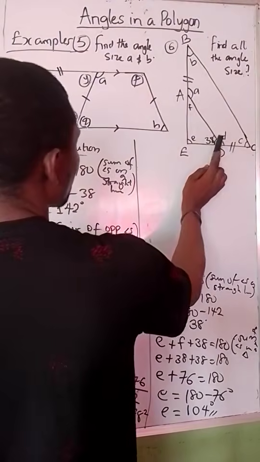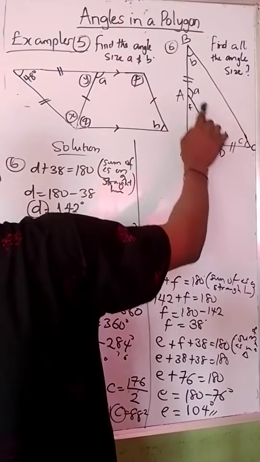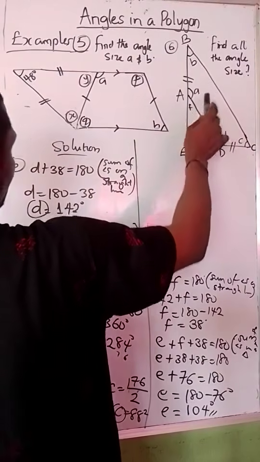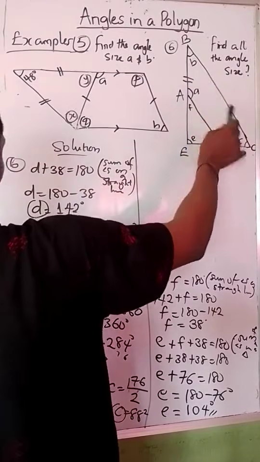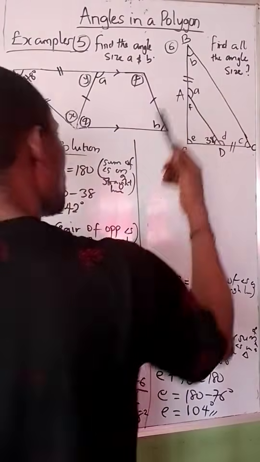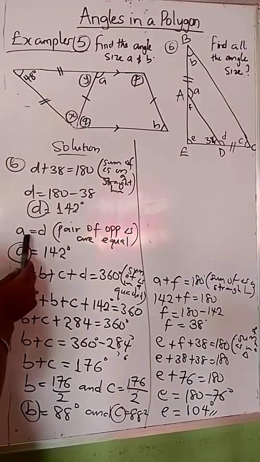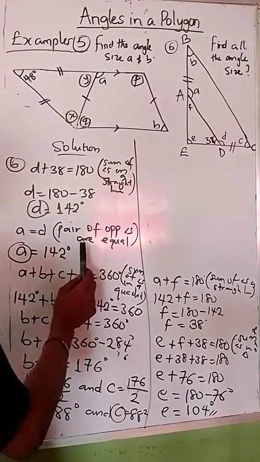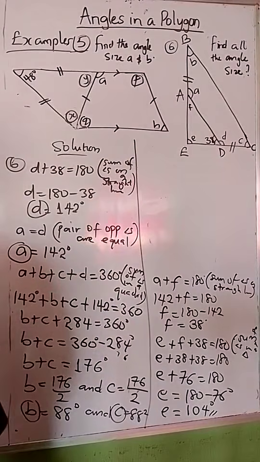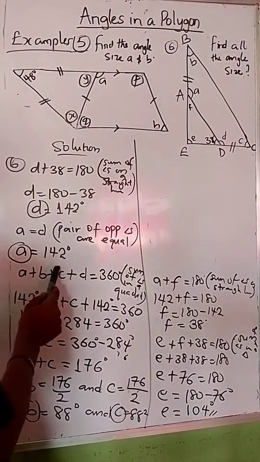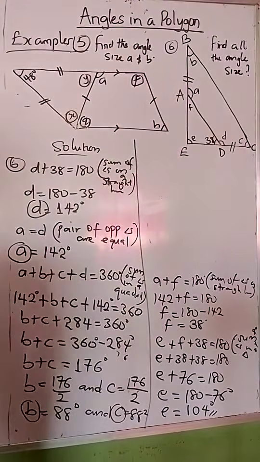Since D is 142, remember this is a trapezium. The opposite pairs of an isosceles trapezium are equal. So that's why we have A and D to be the same thing. Pairs of opposite angles are equal. So A equals 142.